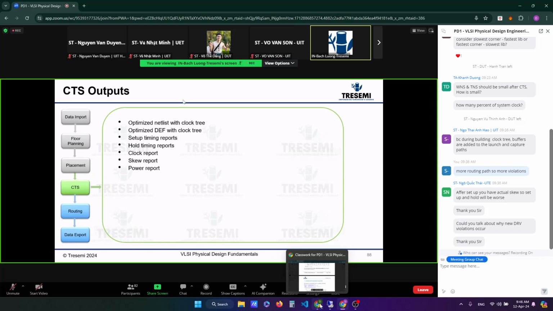Okay, so these are the outputs. Any questions on the outputs? What comes out of CTS? I think the only thing here that is new is the clock-related information, right? The clock report, skew report, hold time report. Those are the three things that I can think of that are new versus what came out of placement. Okay, so this is pretty much self-explanatory.